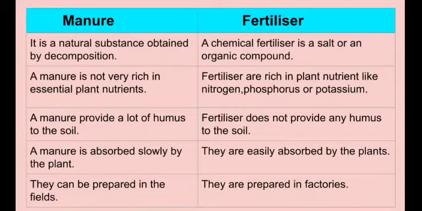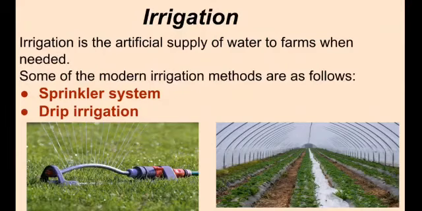So let us move to the next topic, that is irrigation. After preparing the soil, we have sown the seed, then we have applied manure and fertilizer, then we have done the weeding, then we do the irrigation. Irrigation is nothing but watering the plants, okay. So irrigation is the artificial supply of water to the farm when needed. Some of the modern irrigation methods are as follows: the sprinkler system and the drip irrigation system. So these are the modern methods.